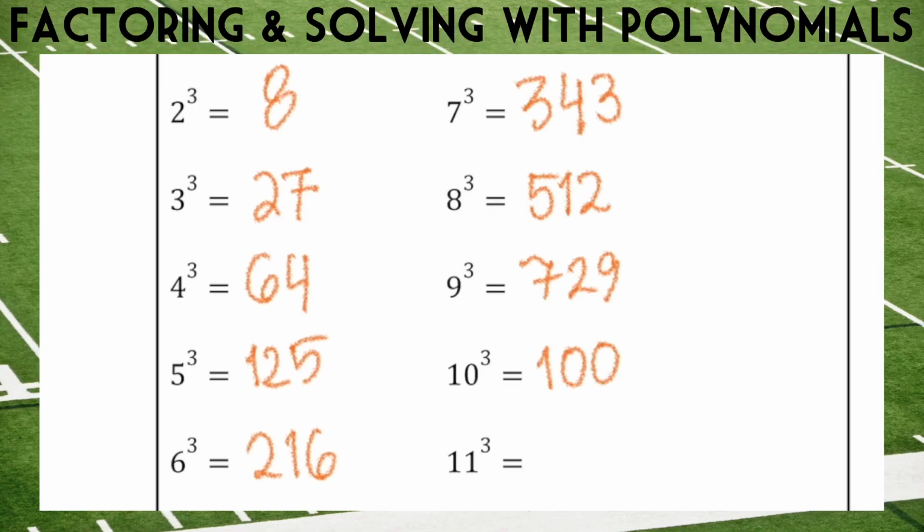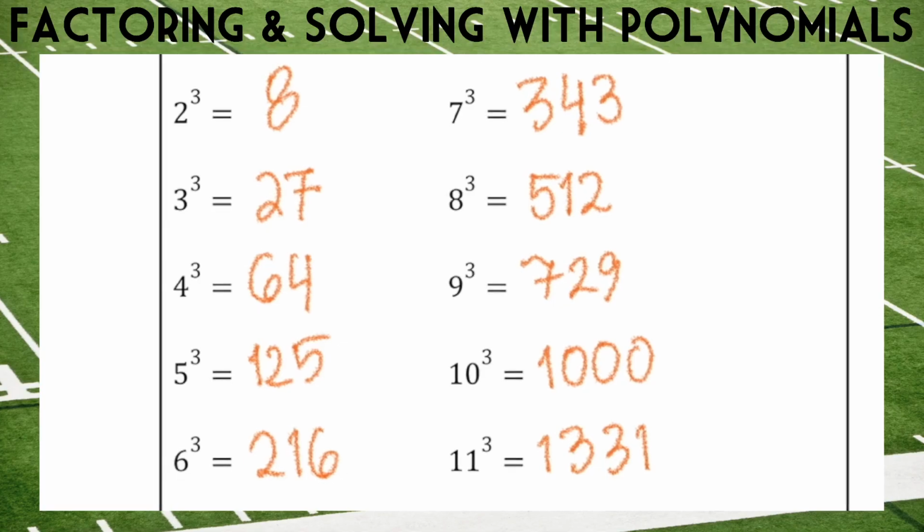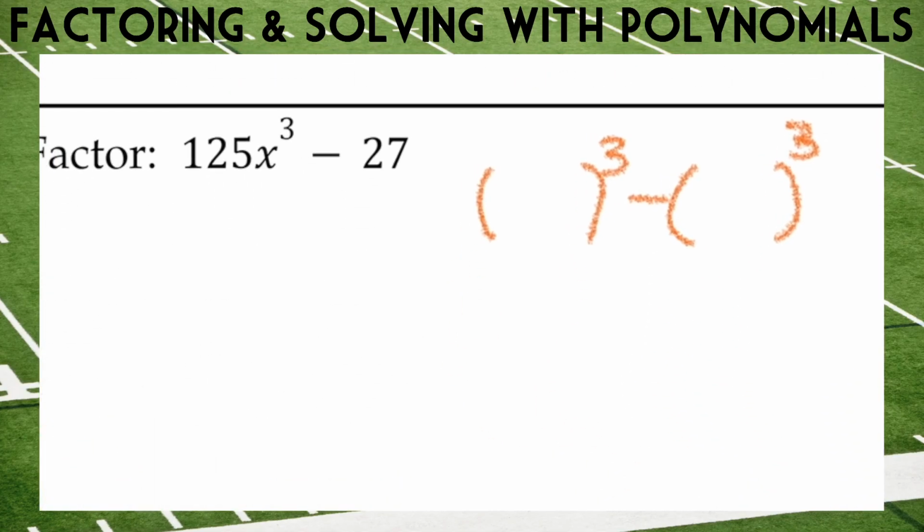10 cubed is a 1 with 3 zeros. With 10 to a power, the power is the number of zeros, so it's 1,000. And 11 cubed is 1331. And if you know those by heart, it's going to help you out quite a bit. So let's go back to where we were.